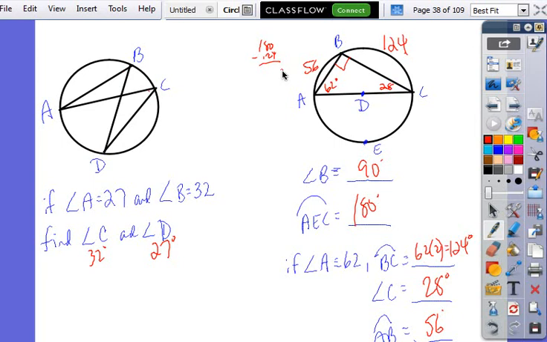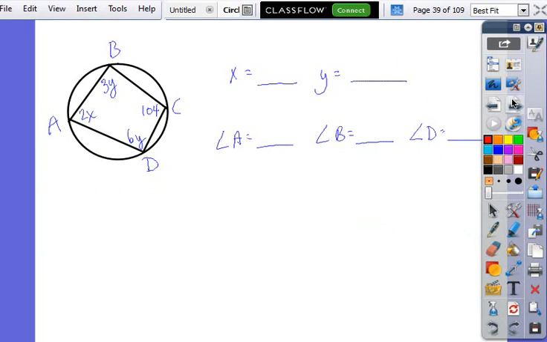All right. If you ever see a quadrilateral inscribed in a circle, inscribed means all corners are touching the circle. The rule says the only way that can happen is if the opposite ones add up to be 180. So which ones add up to be 180? Angle A plus angle C is equal to 180, and angle B plus angle D is equal to 180. Well, what is angle A? 2x. What is angle C? 104. There's my equation.